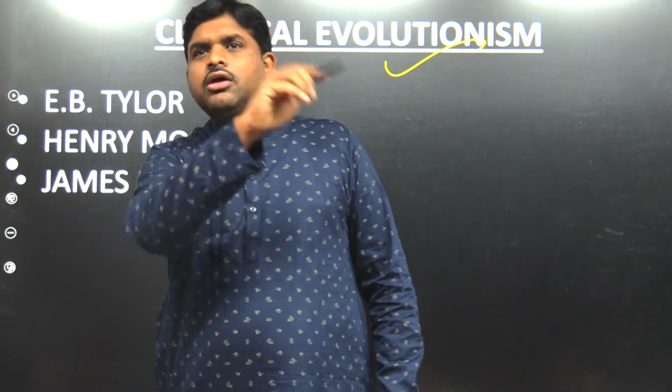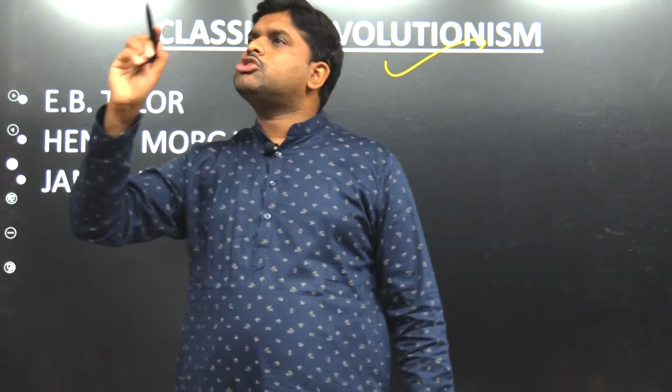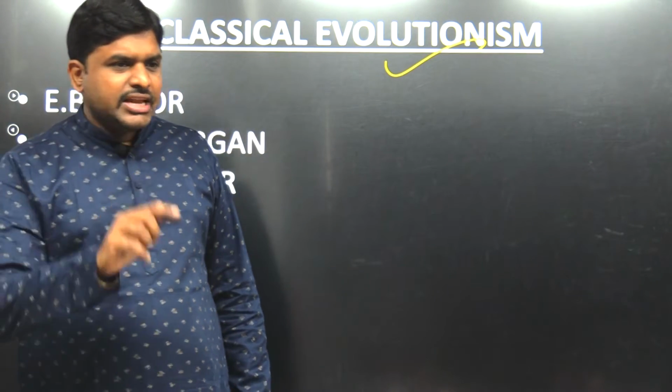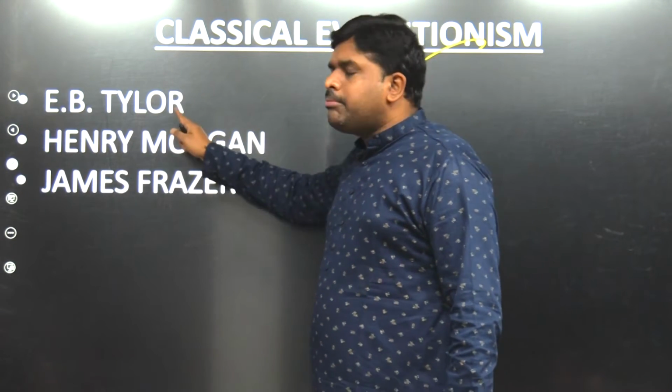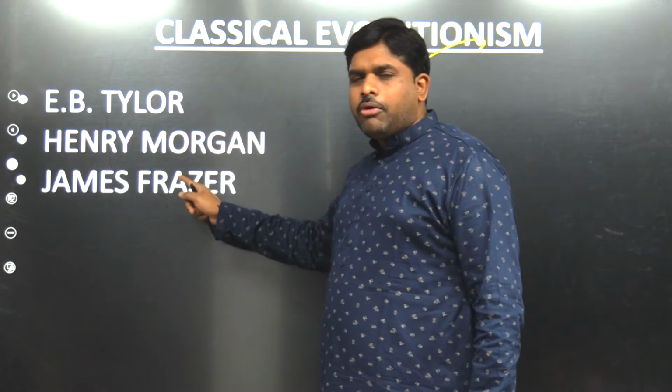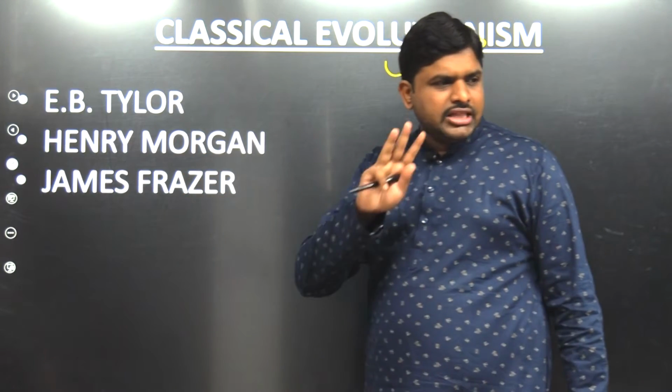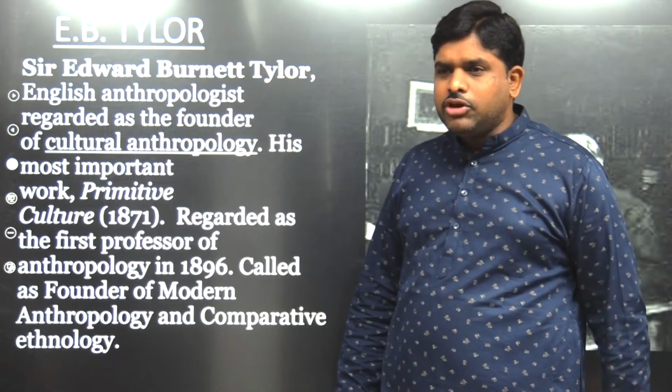First, how many schools are there? Like 1, 2, 3, 4. In this, how many are there? E.B. Tylor, James Frazer and Henry Morgan. Classical evolutionism, 3 anthropologists. One is E.B. Tylor, Edward Burnett Tylor, Henry Morgan, James Frazer. 3 anthropologists are there in classical evolutionism.